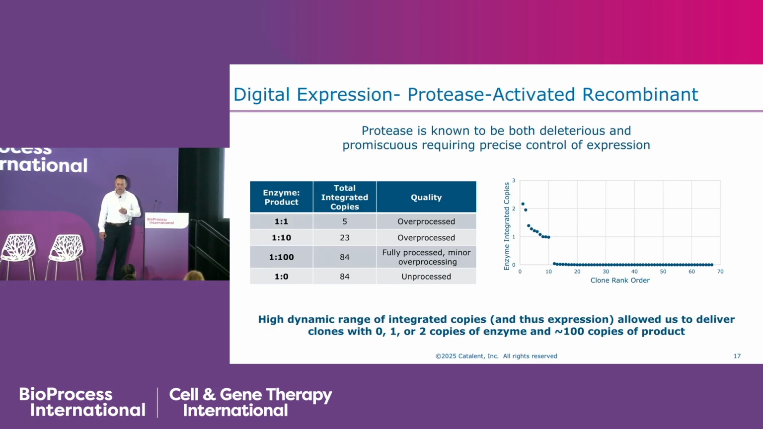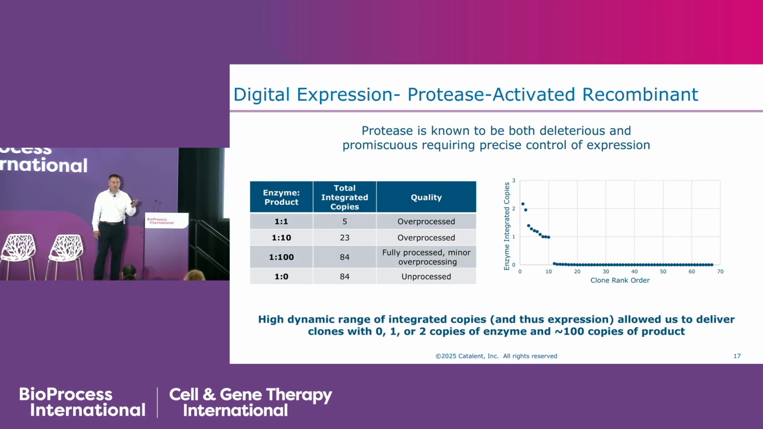the molecule's overprocessed. When we went to the 1-to-100 ratio, so 1% of the enzyme, 99% or so of the product, we saw the optimal processing, where it was fully processed in the desired cleavage spots, but not in the promiscuous spots. And as a control here, I'll mention, I mislabeled this. I noticed this morning, this is pure product with no enzyme, so it's a 0-to-1, not a 1-to-0. We get high copy number like we'd expect, 84 copies, that we saw with a small amount of the enzyme present. And that is unprocessed since it doesn't have the enzyme.